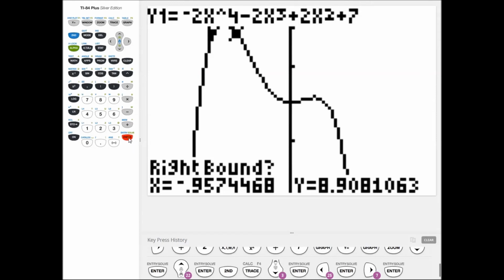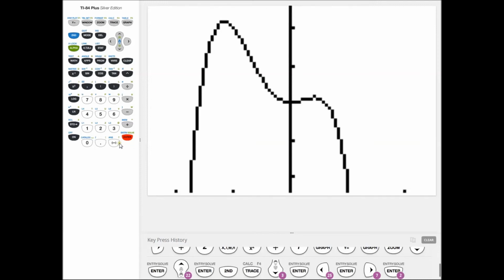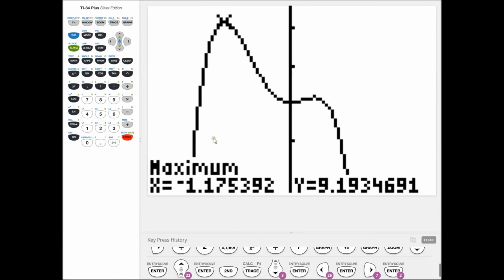Press enter. And then it's going to say guess, and you can really just hit enter. It's really just in case there's some confusion as to where it is. It will help the calculator figure it out, but I've never seen it really matter. Just press enter. It'll be fine. And so here it is.